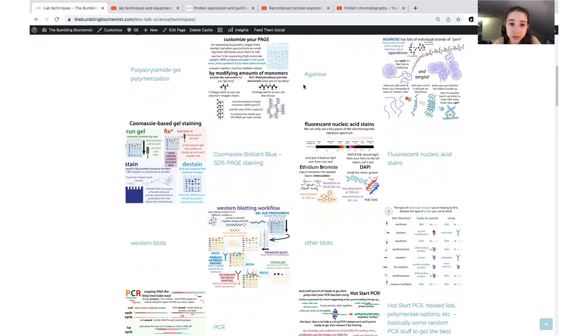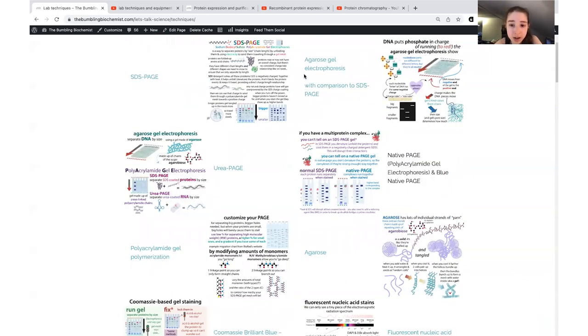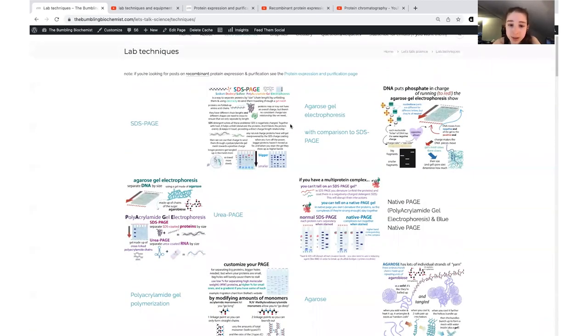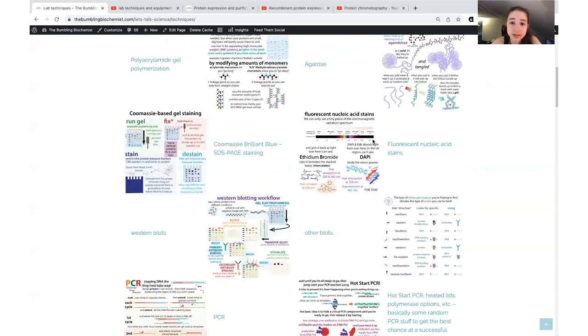Once we turn off the electricity, they'll have traveled different distances, because the longer things will have gotten tangled up more, travel more slowly, and be higher up on our gel. But of course, we need a way to actually see them. Typically, what we're doing is we want to stain everything that's there. So we want to see all the protein with an all-protein stain, or we want to see all the DNA or all the RNA with some sort of fluorescent nucleic acid stain.